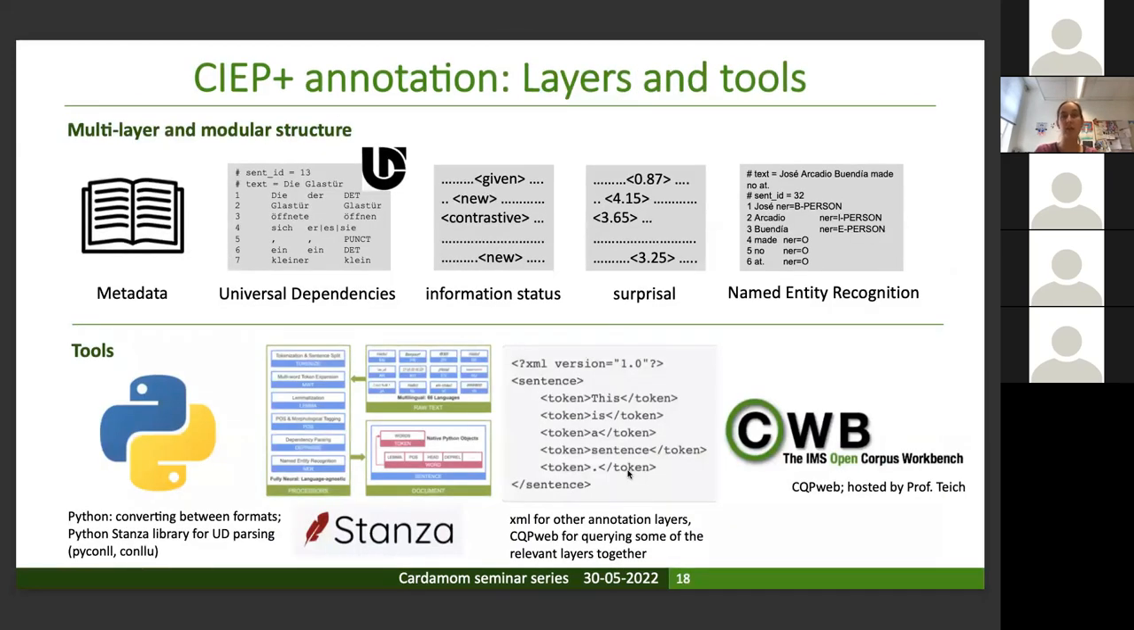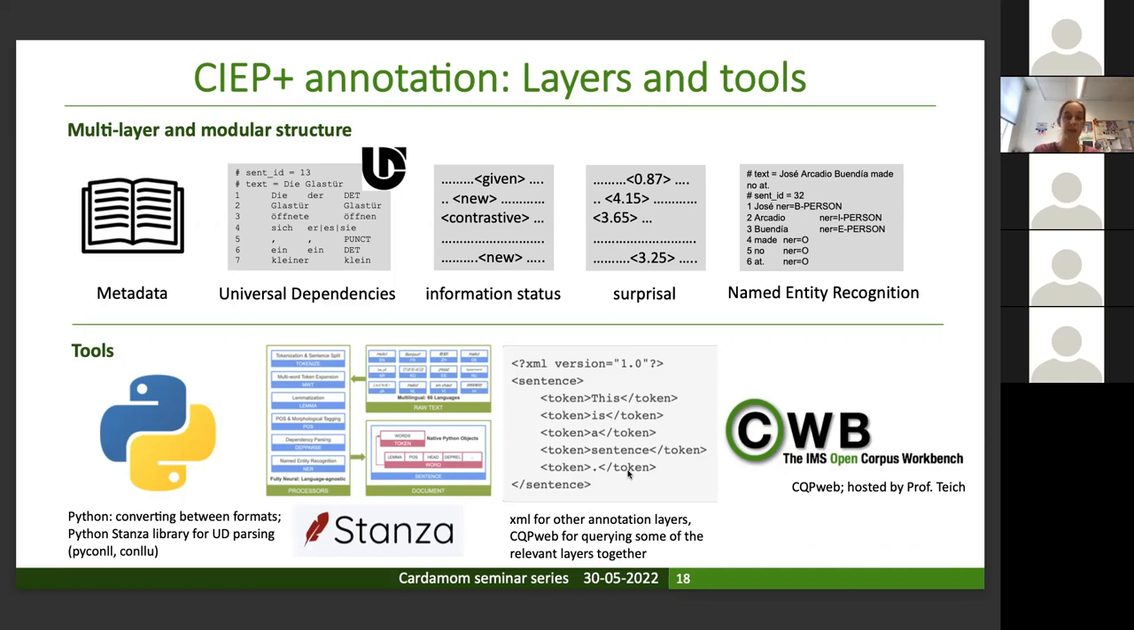Ultimately, CIEP+ will have multiple layers of annotation. Of course, we have metadata. We have dependency parsing using the UD framework, and I've said this, I think, 10 times now, and I'll explain what that is in a second. Of course, we'll have annotation about information status, surprisal, probably several types of surprisal coding, but also other types of information theoretic analysis, and named entity recognition. And to this, we may add co-reference resolution, and I'll come back to that later.